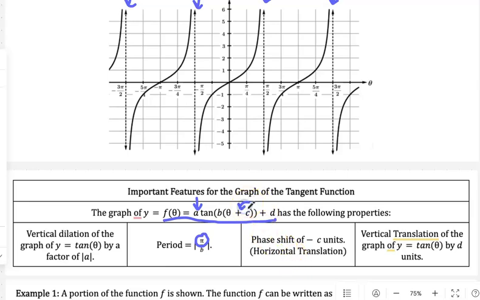This plus c would be a phase shift of negative c. It is still called a phase shift with tangent. And of course, it's still called a period with tangent. We don't have an amplitude, we have a vertical dilation, and also we do not have a midline, we have a vertical translation. So if you think about it, the horizontal impacts of period and phase shift have the same vocabulary for sine, cosine, and tangent, but the vertical impacts have different vocabulary. And for tangent, we just call them vertical dilations and vertical translations. And of course, up or down by d units.